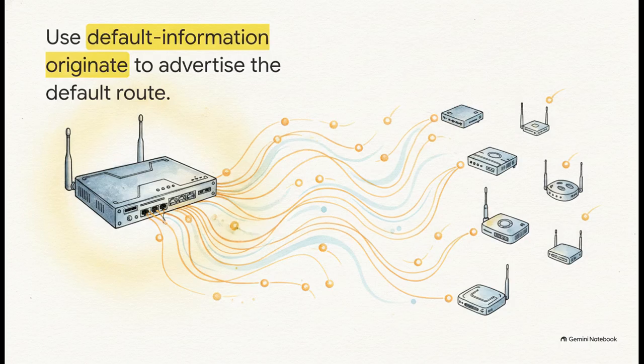Okay, on to Section 3, Spreading Routes via OSPF, Sharing the Knowledge. Because think about it, having a default route on your edge router doesn't actually help the rest of the building if they have no idea it exists. And that brings us to a magic little command, default-information originate.